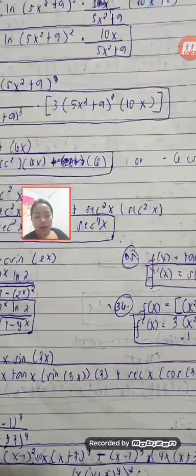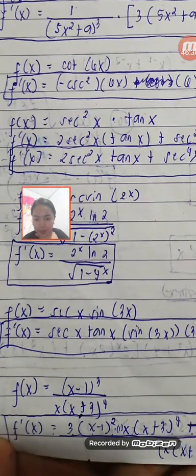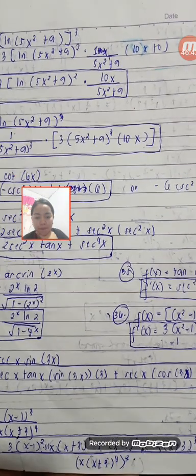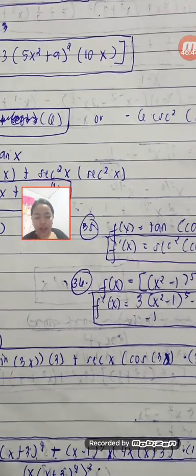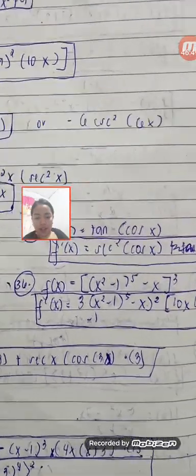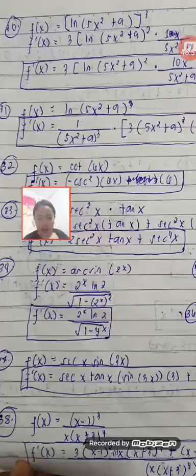Added by, let's just copy the first function and multiply it by the derivative of the second. The derivative of sine is cos 3x, multiplied by 3. So that is our final answer.